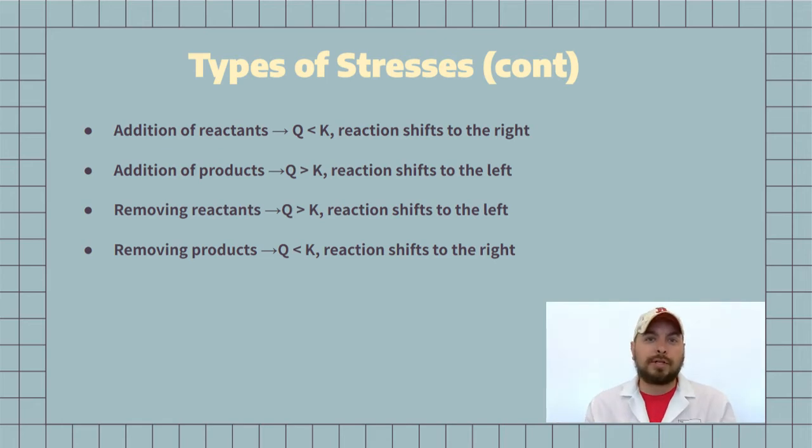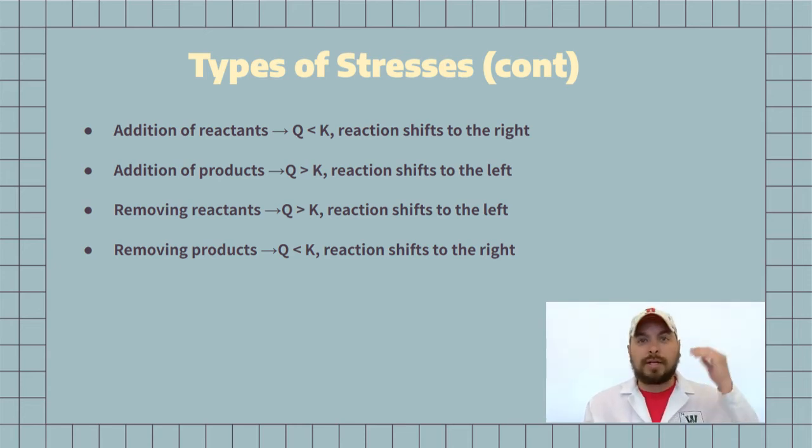If you think about this in Q versus K, we decrease the amount of a reactant. We're going to increase the Q value because we've made the denominator smaller. And that's going to, again, shift that reaction towards our reactants. The same thing can happen with the products. Increasing the amount of a product is going to shift the reaction in the reverse direction. Decreasing the amount of reactant or of the product is going to shift the reaction in the forward direction.